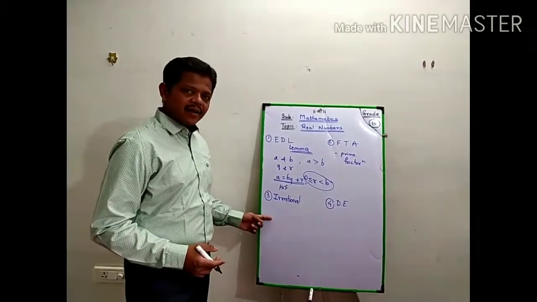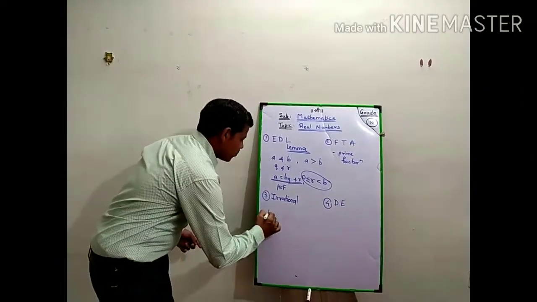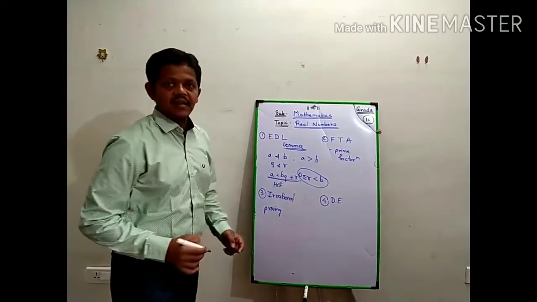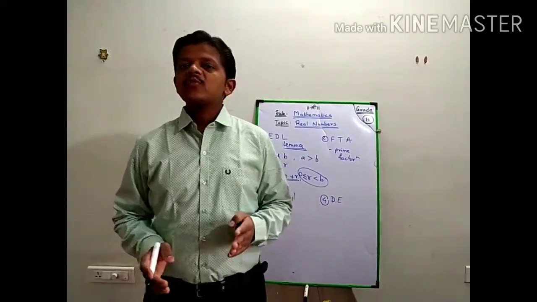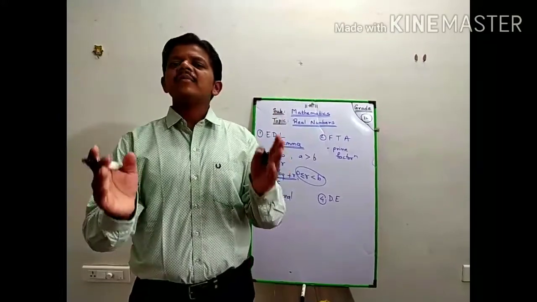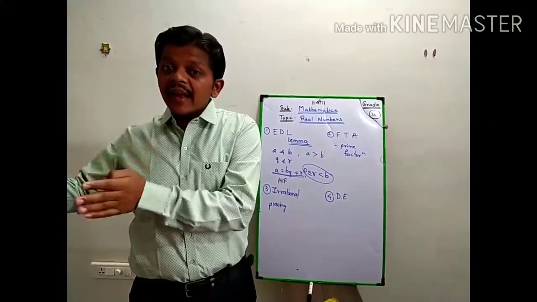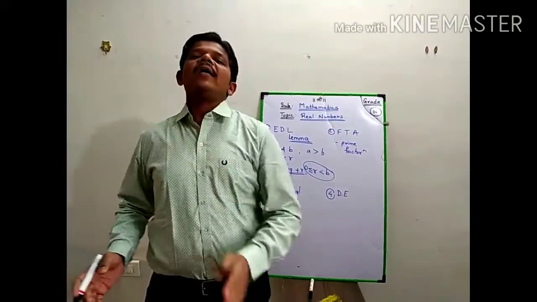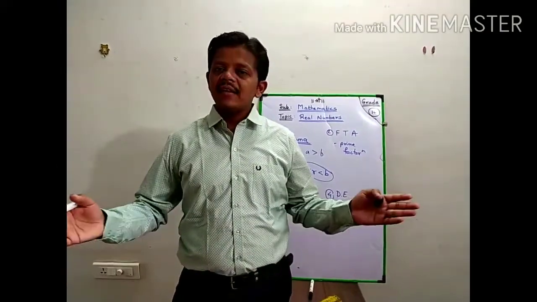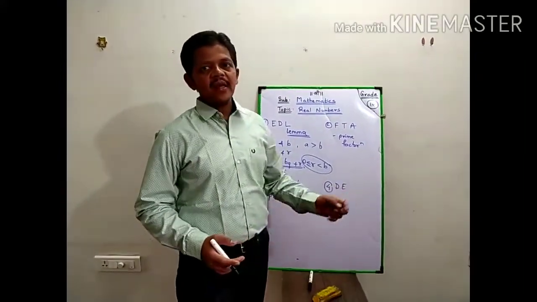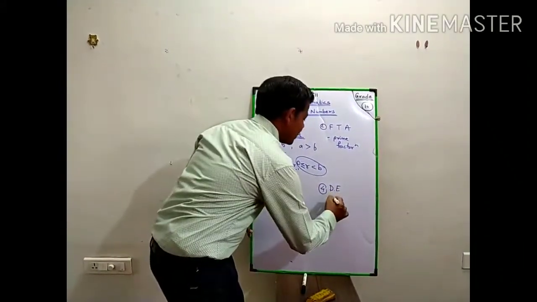The next part, as I said, is proving certain numbers as irrational. This will help us to understand exactly which numbers are rational and which are irrational. And if they are irrational, why are they irrational numbers? Correct? The last part is decimal expansion of real numbers.